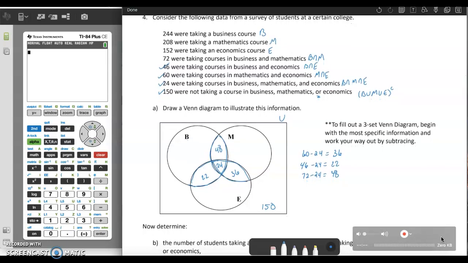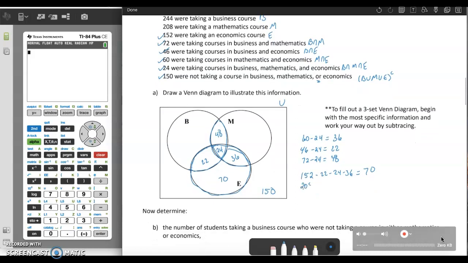Okay, so now we're told that 152 students were taking economics. So we need 152 students total in the E circle. So I'm going to start with 152. But in the E circle, we already have 22, 24, and 36 students. So we have to subtract all of those off. And that would leave us with 70 to go out here just in the part with the E that's not overlapping anything else.